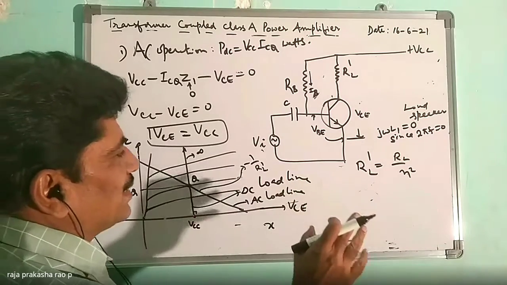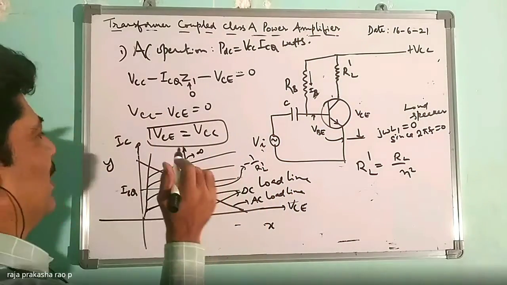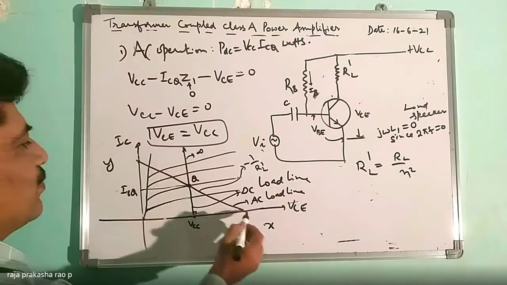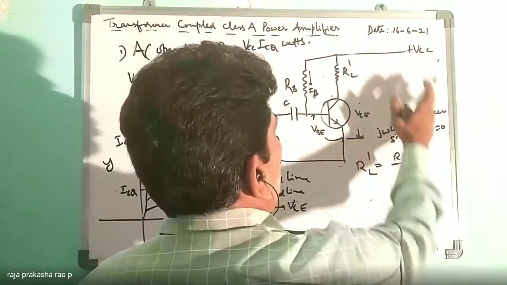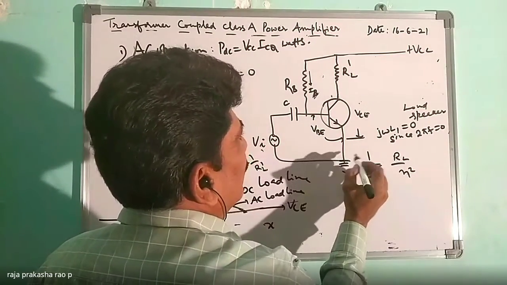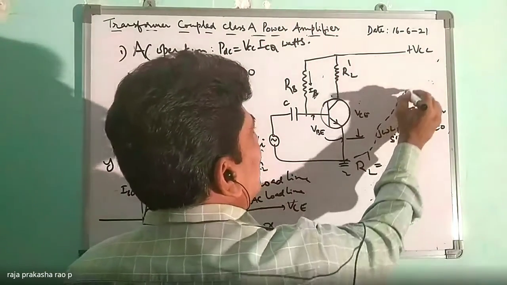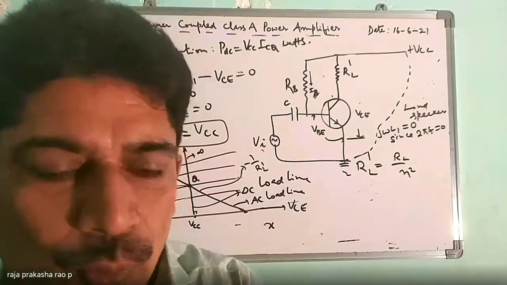We will find the equation, and from that equation we find the slope, which will be equal to -1 by RL dash only. The intersection points we will find after finding the equation of this output circuit at the second port. This is grounded, so virtually you can connect this. So it is a loop, and we can apply KVL to the closed loop.